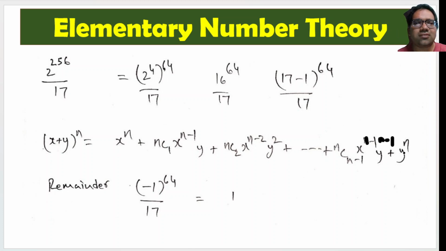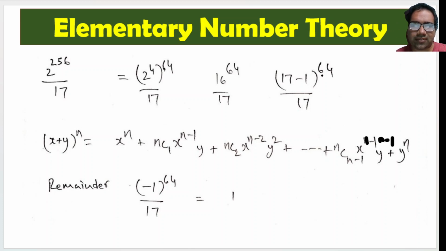So now let us use this trick here. 2 power 256, we can write it as (2 power 4) power 64, since 4 times 64 is 256. 2 power 4 is 16, so 16 power 64. 16 we can write as (17 minus 1) power 64. This is in the form of (x + y) power n. Once we expand everything like this, x is 17 here, and all the terms will be multiples of 17 except the last one, y power n.